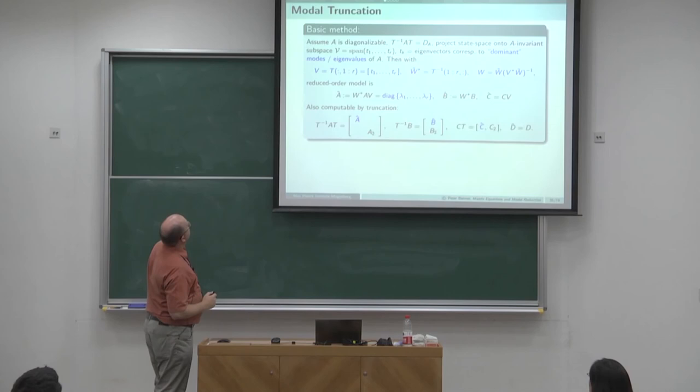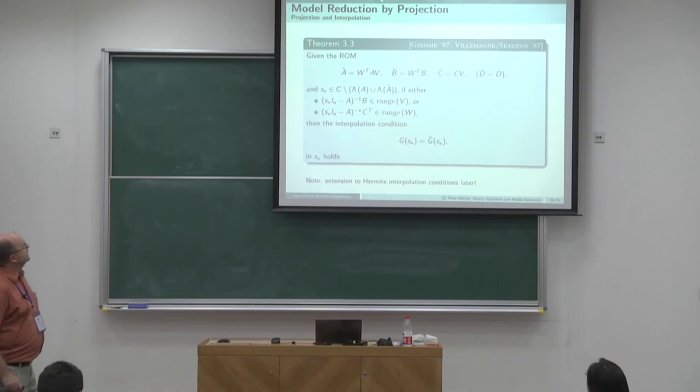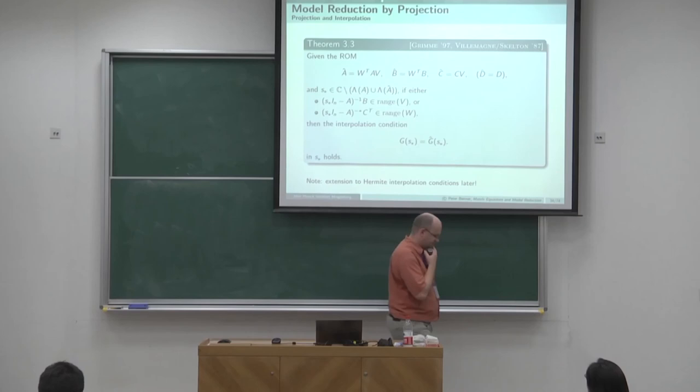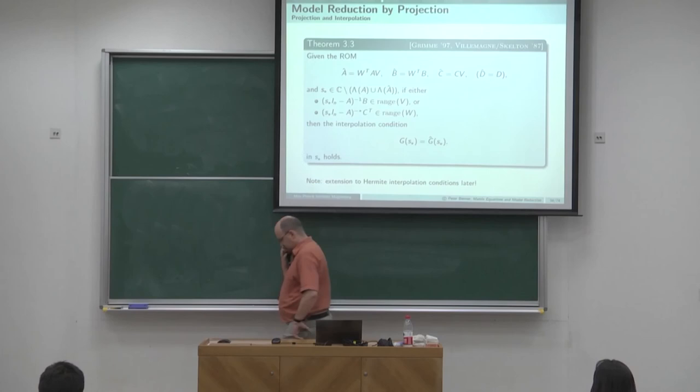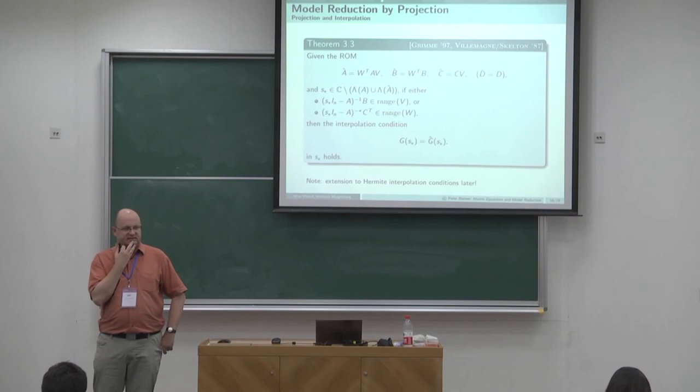So what else? I think we have still 10 minutes. The first method that I wanted to discuss that uses the projection framework is also the easiest to compute. It's the so-called modal truncation, called modal analysis in structural dynamics. In the introduction yesterday, I told you that in structural dynamics, model reduction was basically used since the 1960s, and that's the method they used.